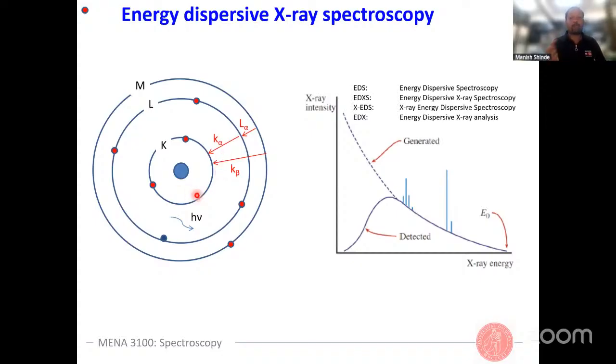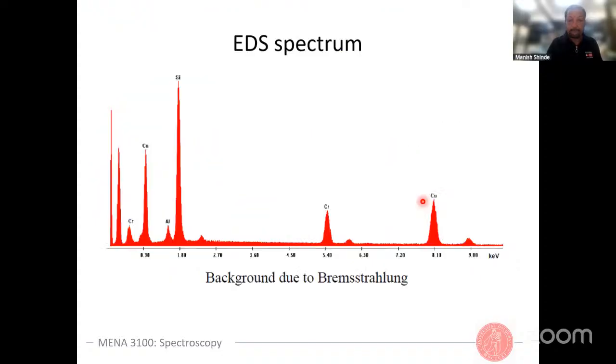And based on which energy shell the electron is jumping from, you will get certain signals here, and then based on those energy level signals you can identify the presence of elements in your sample. So this is how a typical X-ray EDS spectrum looks.